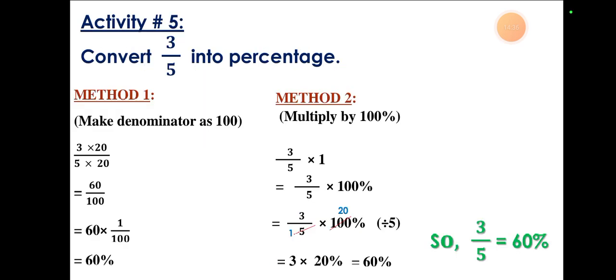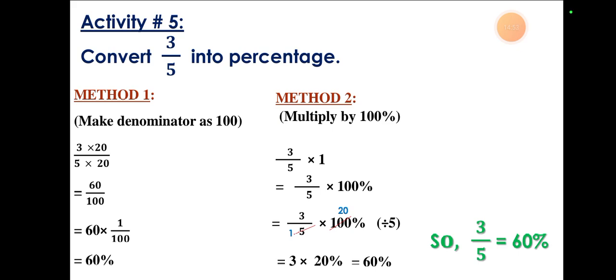Percent actually means out of 100. Convert 3 over 5 into percentage. Now you will be thinking how we can convert it into a percentage, because it does not have a denominator that is a power of 10. It is not a number having the denominator 100. So how will we make it?